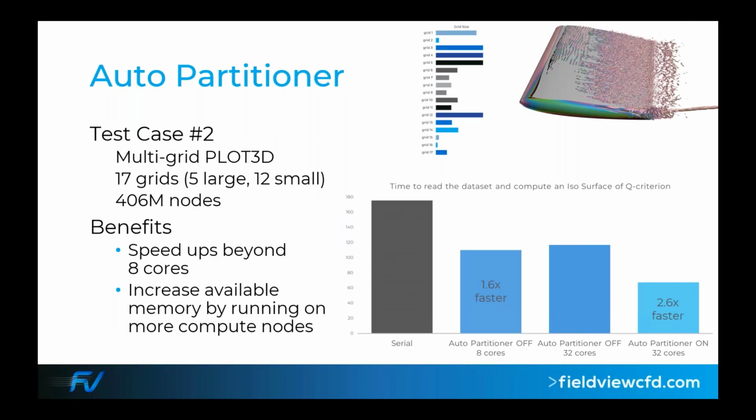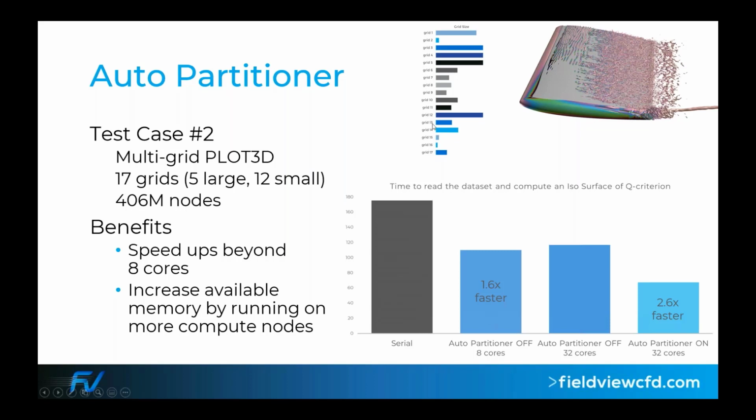All right, so I'll just move on and we'll give you the numbers, again, obtained on the larger system, running in batch for better accuracy. And so we went from almost 180 seconds in serial down to close to 110, so 1.6 times faster running just on 8 cores.